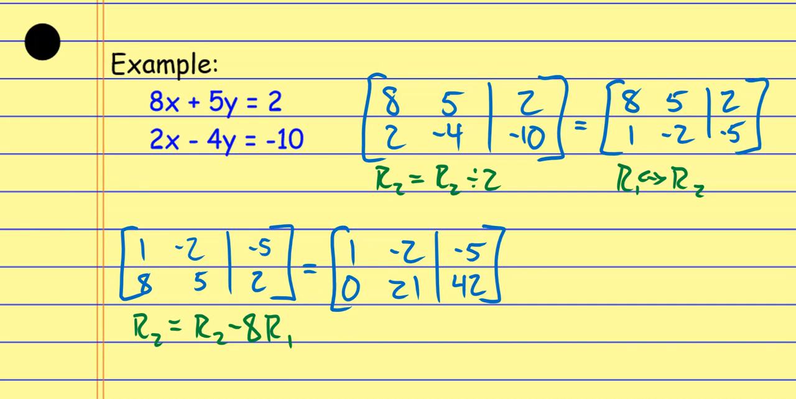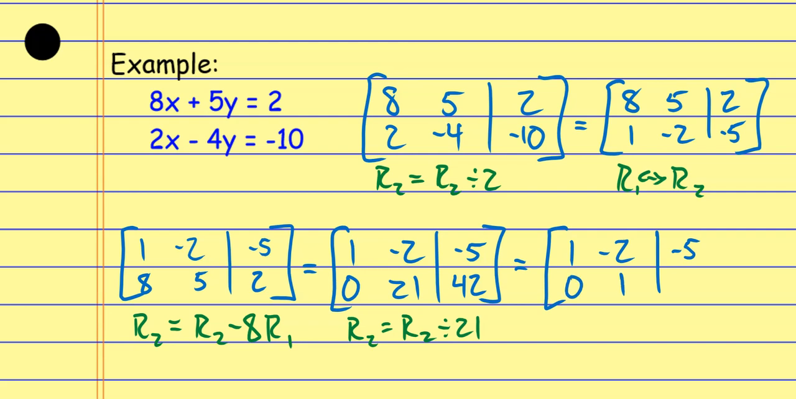So now I've got the 1, I've got the 0. I move on to the next column. Again, I start with the 1 in the next column. I need a 1 where that 21 is, okay? And if I look at that row, I should notice right away that, hey, that whole row is divisible by 21. So row 2, I'm going to take and divide it by 21. And when I do that, it's going to give me the 1 that I needed.